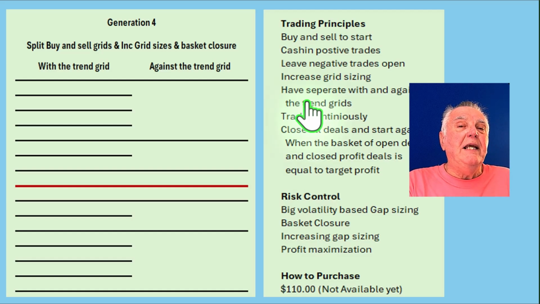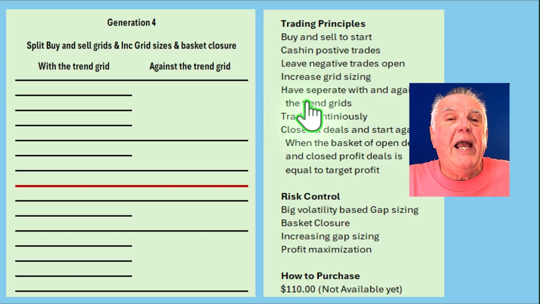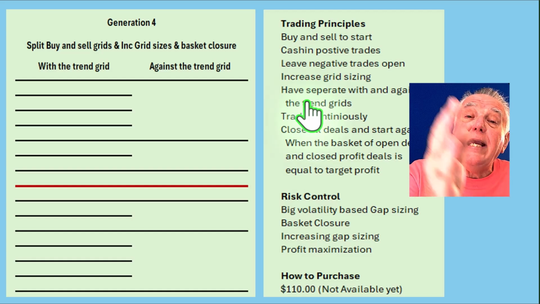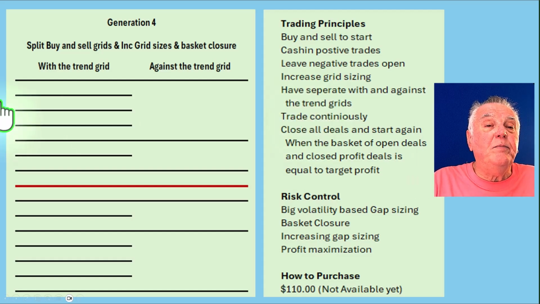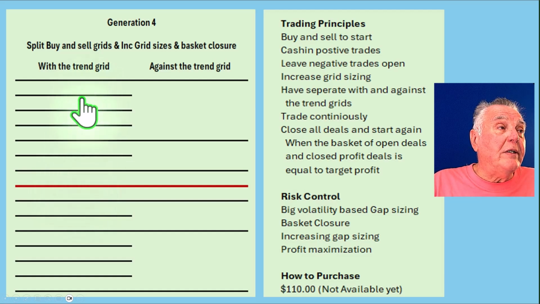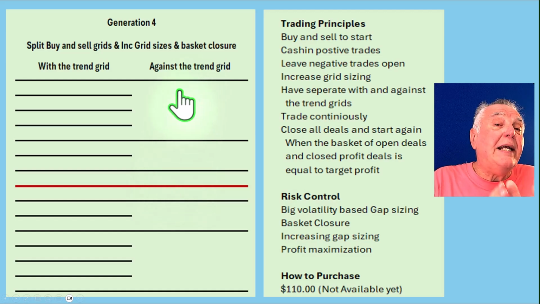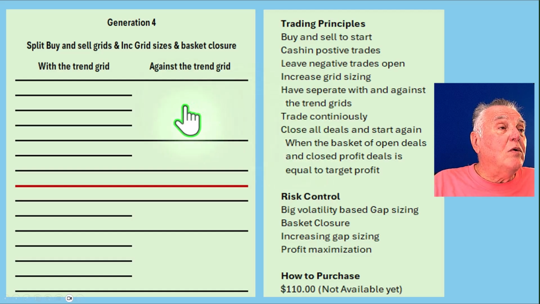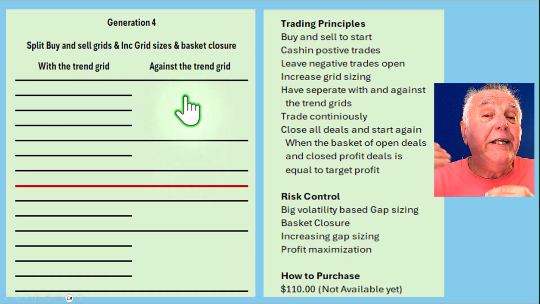So what we then said is, why don't we have a with the trend grid and an against the trend grid? So why that is important is that the with the trend grid is a smaller grid, like there, as you can see, and the against the trend grid, as you've seen before, increases the size of the grid as it's trading against the trend. Now, why would you want that? And the reason is because if you do it for both legs, then the price has to move a lot. Let's say that's 100 pips or even 200 pips. The price has to move a lot to get to the next grid level.